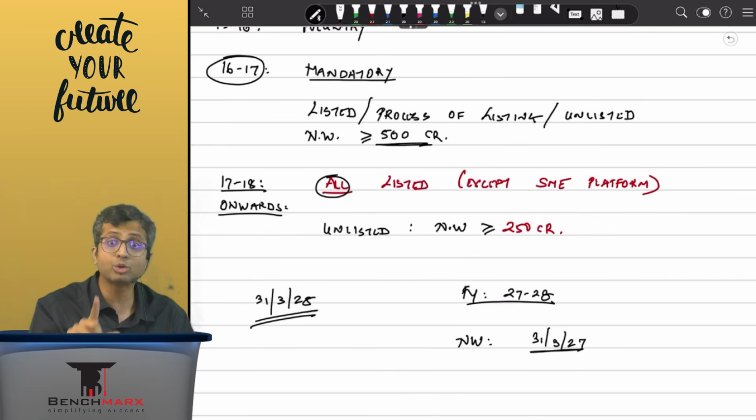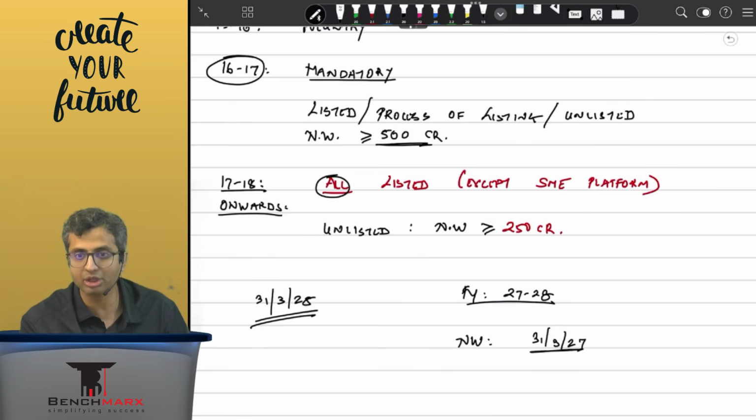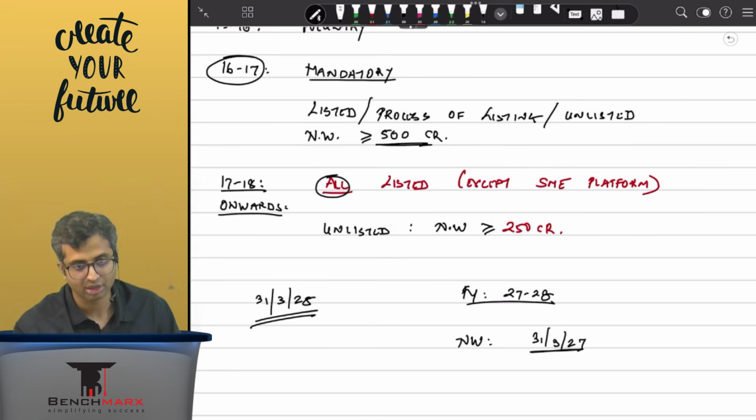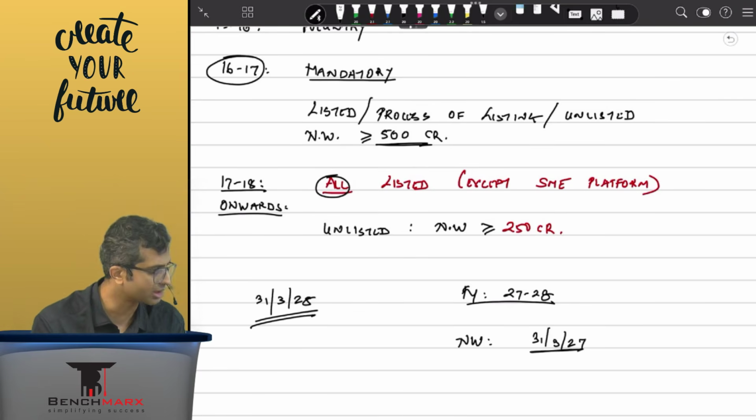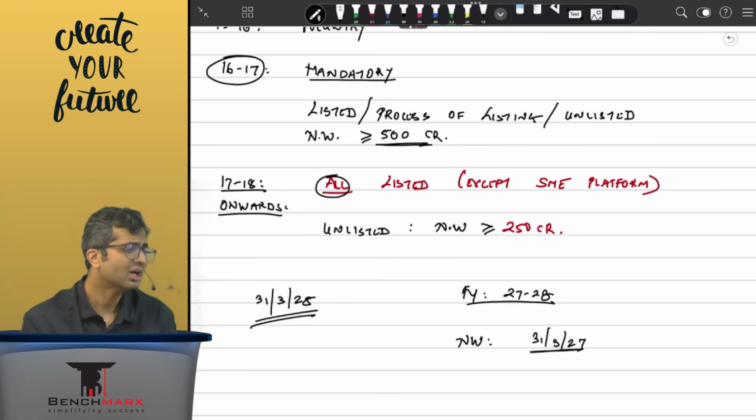So this limit will apply to standalone. It will not apply to consolidated. So 250 crores, if it is greater than 250 crores on a standalone basis, जी हाँ, then Ind AS will apply, otherwise it will not apply. So we are clear of what is standalone, we are clear of what is net worth. Achha.